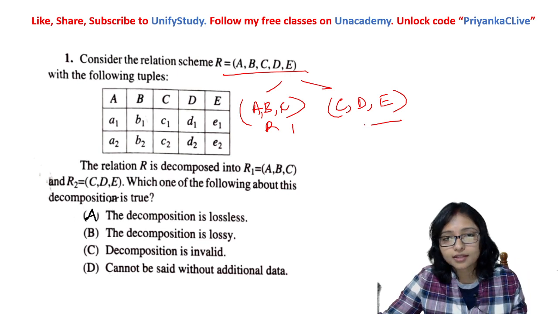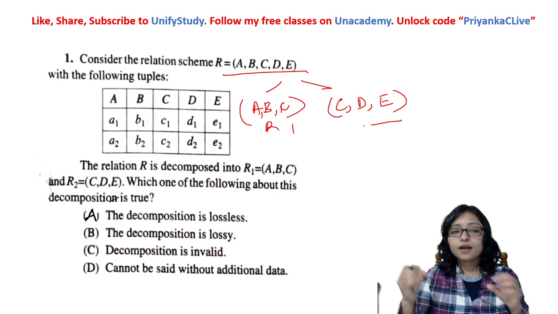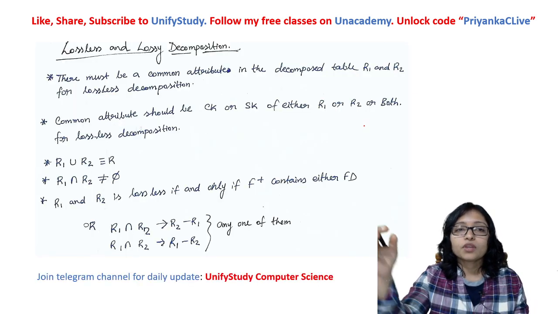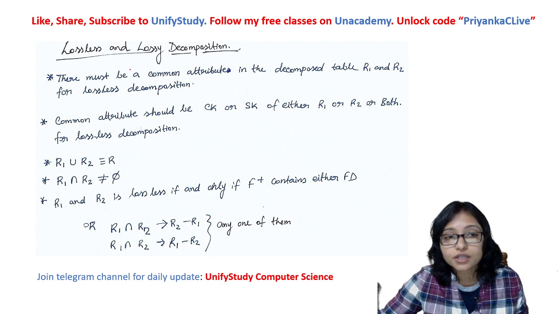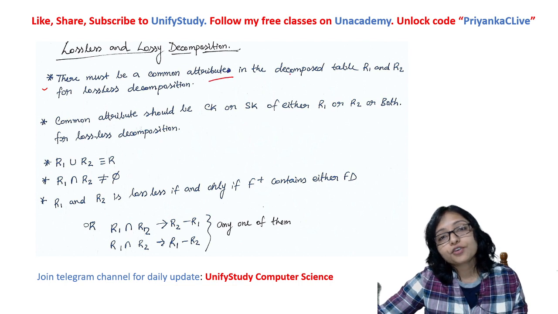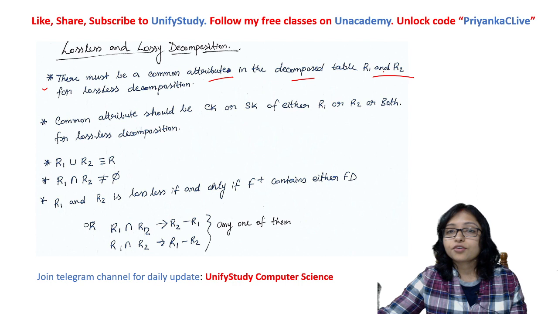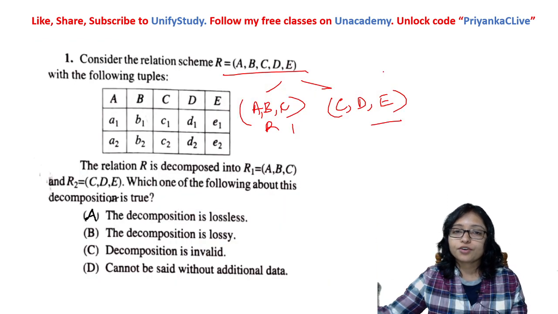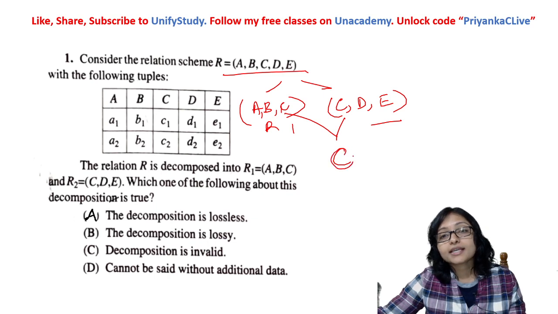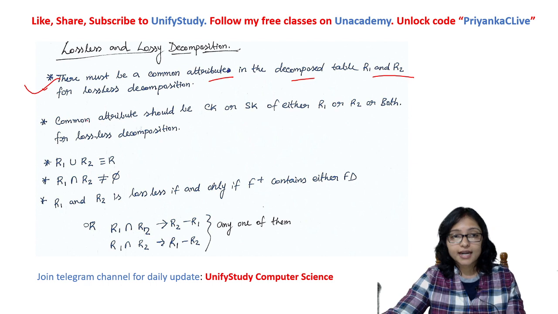These are the options. So let me clear your idea about lossless and lossy decomposition. Then only your concept will be clear. So what is lossless or lossy decomposition? First of all, there must be a common attribute in the decomposed tables. Is there any common attribute? Yes, the common attribute you can see is C. C is the common attribute here. So the first condition is satisfied.